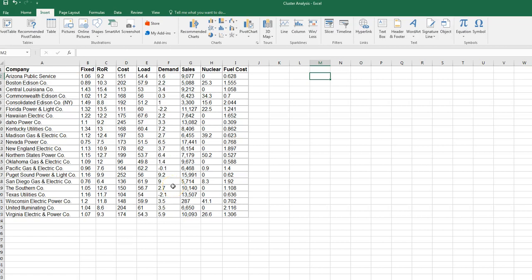Hello everyone. Today's lecture is going to be about clustering analysis. Clustering analysis is a popular data mining technique used to sort your observations into different clusters or groups that are homogeneous according to the attributes of your data set.